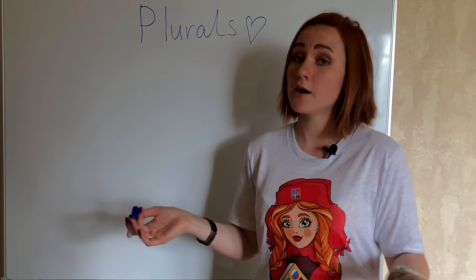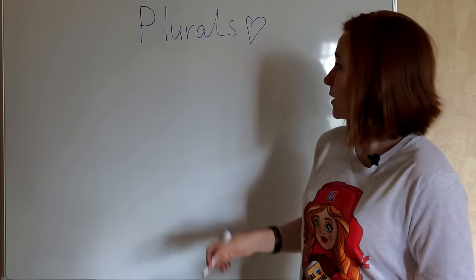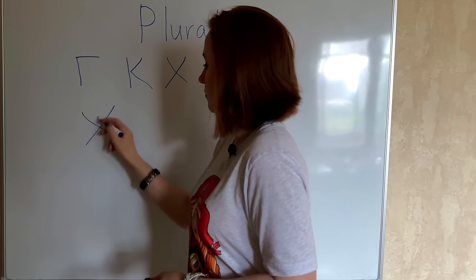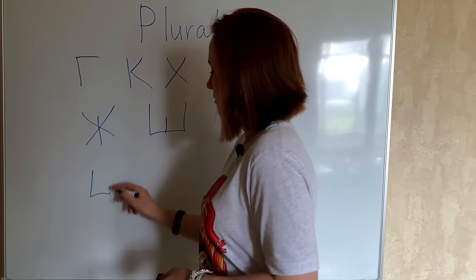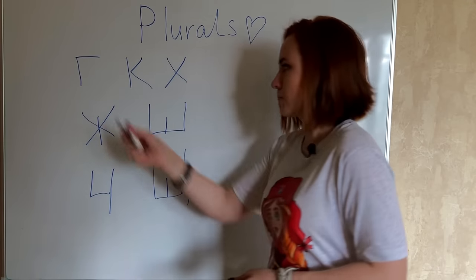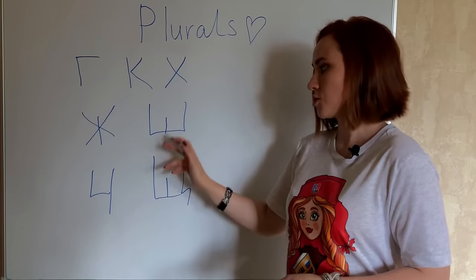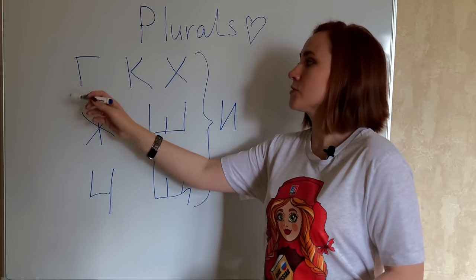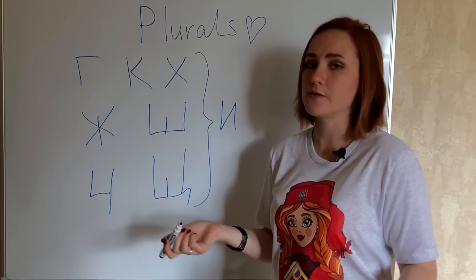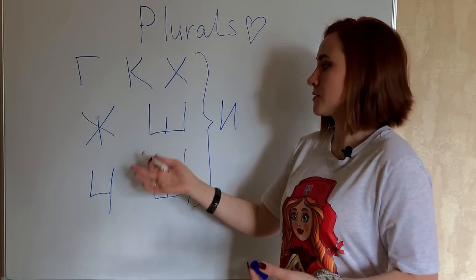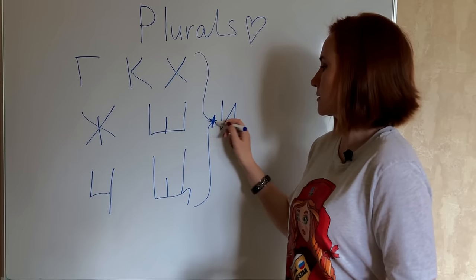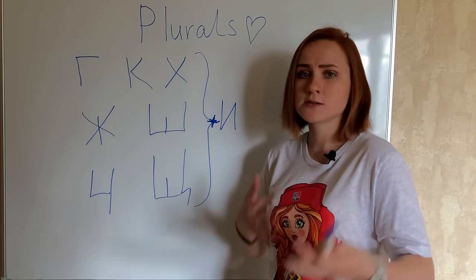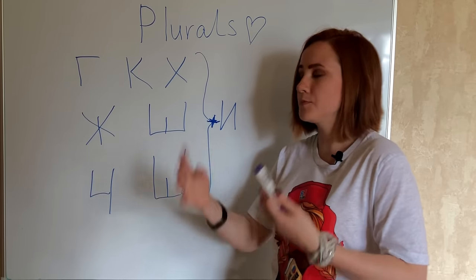And of course, just like in any other language, we have exceptions, right? So when you see any of these in the end: г, к, х, ж, ш, ч, щ, always add и. Because in the first rule, I told you that if it ends with hard consonants, we put ы there. But with these letters, we add и. Actually, there is no logic to this, I guess. It's just something that came to the Russian language with its development in time.